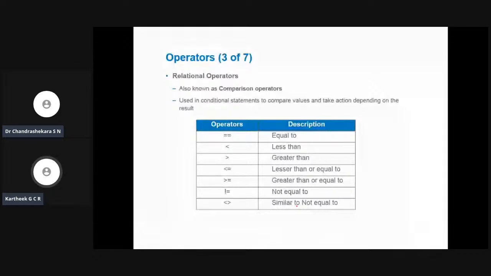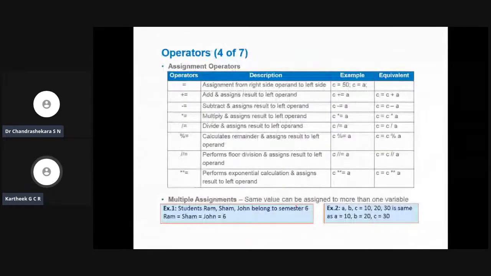Then we have assignment operators. Assignment operator is the equal to. Then you have arithmetic assignments, that is plus equal to, which is basically C plus is equal to A means C is equal to C plus A. Same thing for minus equal to, star equal to. For all arithmetic operators, you can do this in Python.